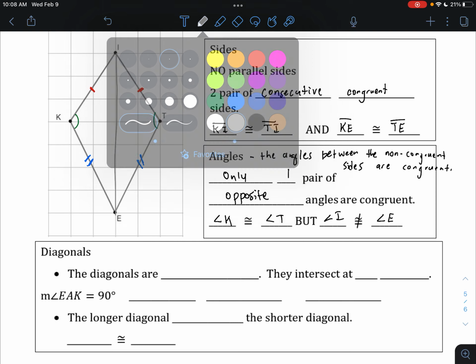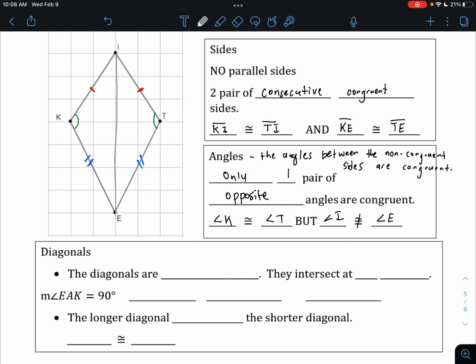Next thing we're going to do, we're going to fill in our other diagonal. So we're going to draw a line between K and T. And you can go ahead and put a point in the middle there. And we're going to call this point A. And the first thing we know about the diagonals of a kite is that they are perpendicular. This is true of rhombuses, and this is true of squares. But it's also true of kites, that the diagonals are perpendicular, which means they intersect at 90 degrees.